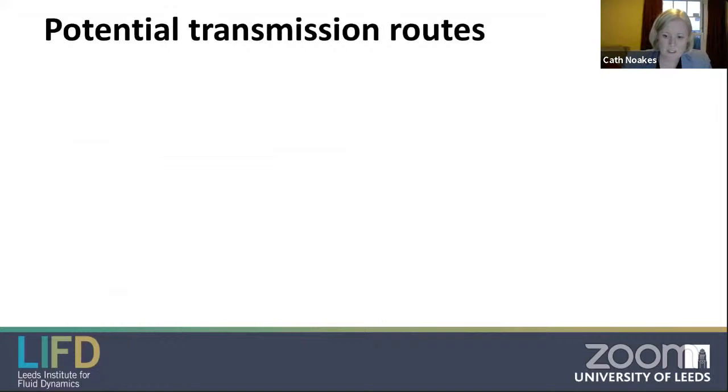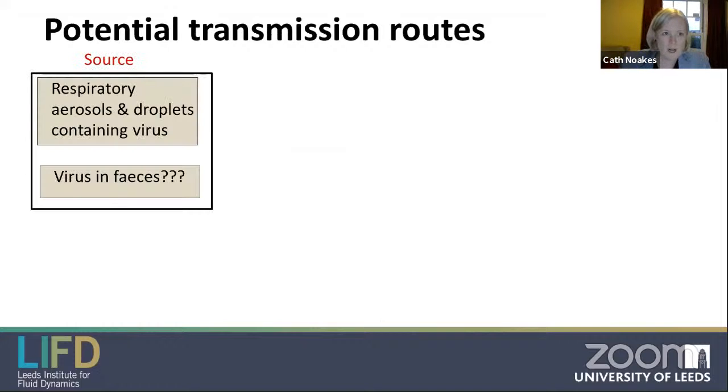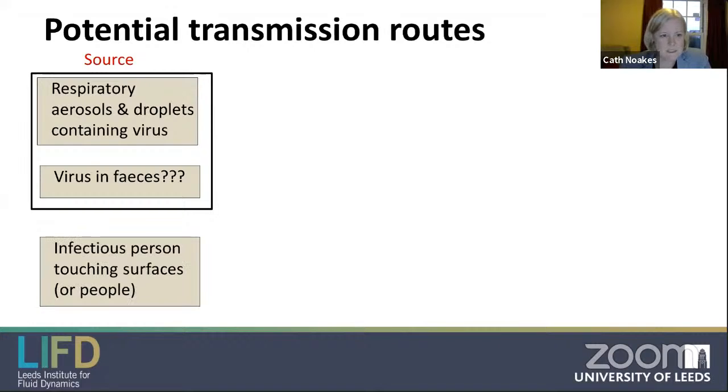So if we think about coronavirus, what do we know so far? Well, we know that the source of this is respiratory droplets and aerosols that contain the virus. We also know that there is viral RNA in feces. It's been found in urine as well. We're not entirely sure whether this presents a transmission route though. So the evidence for infectious virus is quite limited.